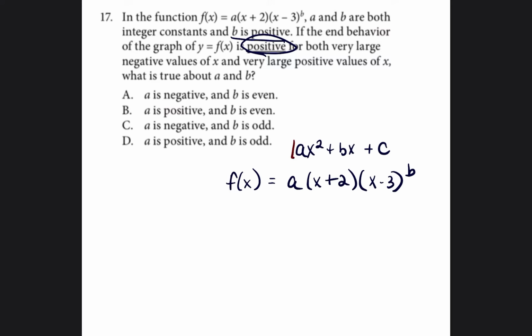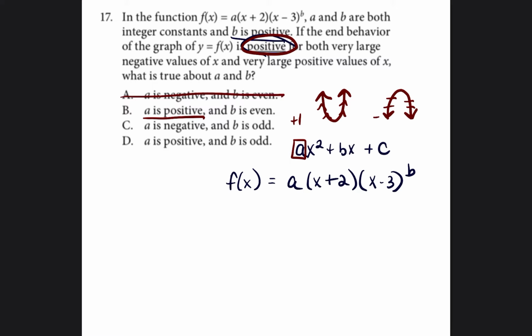When a is a positive number, then it makes a happy face parabola. And the values would be in a positive direction. If a is a negative number, then it would be a sad face parabola, and the answers would be going in a negative direction. The numbers would be going down. So a is going to have to be positive if they want it to be a positive graph.